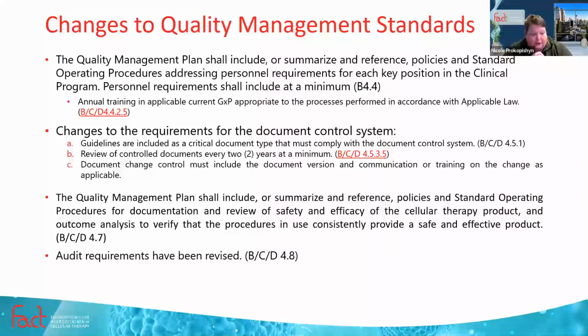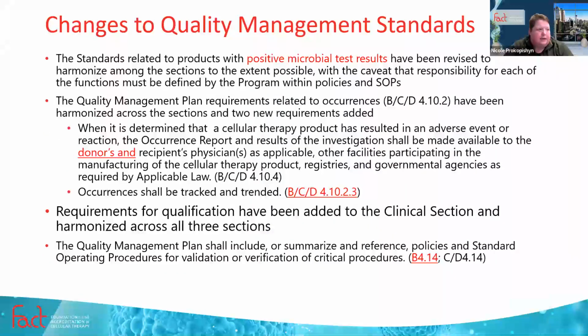Also, we want to have things in the quality management plan that speak to safety and efficacy of the cellular therapy products that you're utilizing. And importantly, of course, reporting and doing outcome analysis to verify what you're doing is actually providing that safe and effective product. So, of course, some of the audit requirements have been revised, and those are across all of the standard parts B, C, and D out of 4.8.